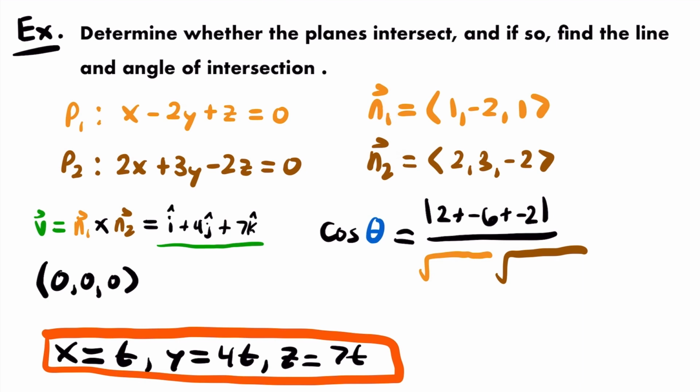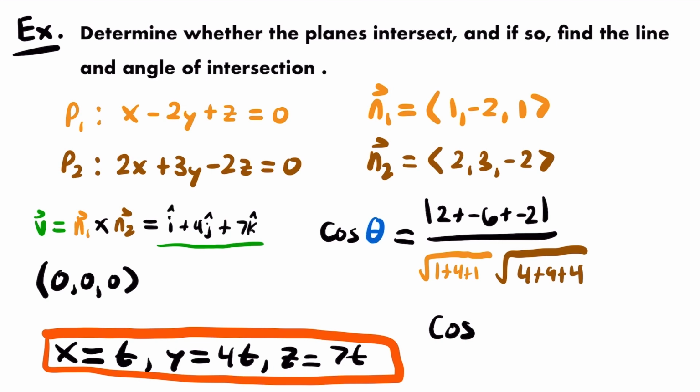So for vector n1, we'll have 1 squared plus a negative 2 squared plus 1 squared, so that will be 1 plus 4 plus 1. So I'll write 1 plus 4 plus 1, and then for vector n2, we'll have 2 squared plus 3 squared plus a negative 2 squared, which will be 4 plus 9 plus 4. So we have 4 plus 9 plus 4. Okay, now if we simplify, 2 plus negative 6 is negative 4 plus negative 2 takes us back to negative 6, but then the absolute value of negative 6 is positive 6.